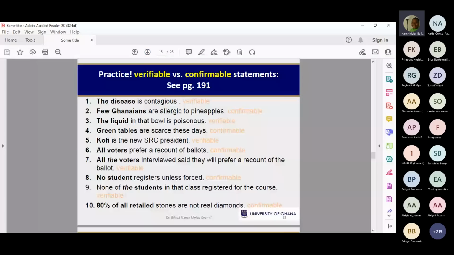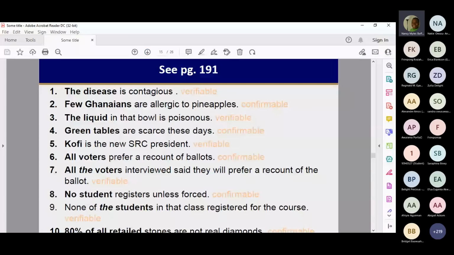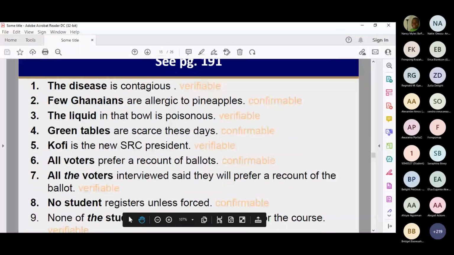So question 1: the disease is contagious. Is this particular or general? Want a chorus answer quickly. General or particular? Particular. Very good. Okay, example 2. Is example 2 general or particular? General. Yes, Ghanaians are allergic. General. Okay, if it's general, which type of generalization is it? Statistical generalization. Very good.